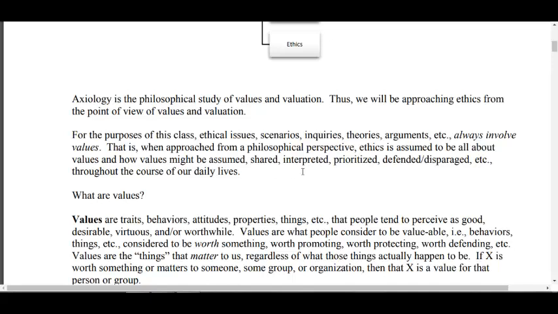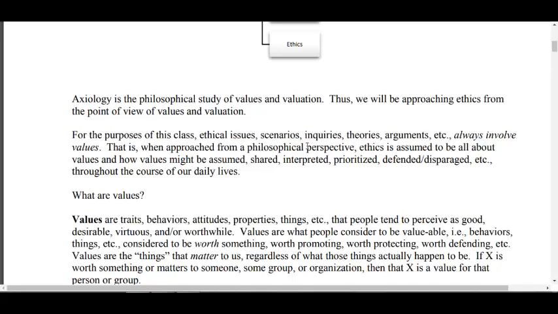The core assumption we're making in this class is that any ethical issue, scenario, or inquiry, the theories we look at, the arguments we look at, they're always involving values. It's inescapable.